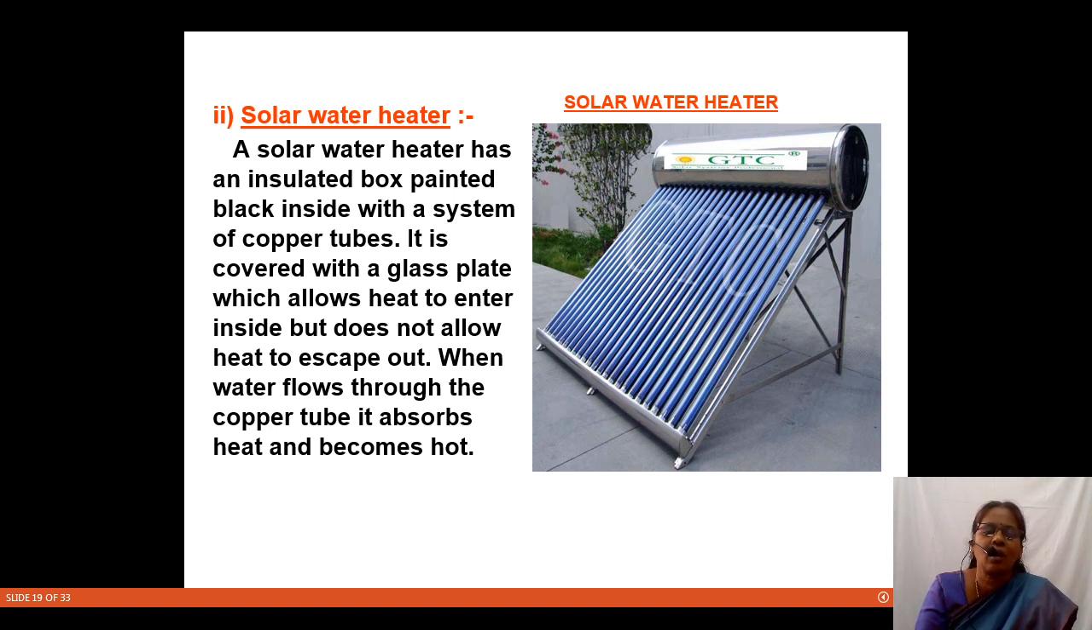When water flows through the copper tube, it absorbs the heat and becomes hot. Now there will be a tank, a cylinder, connected to the overhead tank. From there the cold water circulates through all these copper pipes, and then comes out at the end. Here we make another connection to get the hot water. So when cold water flows through the copper tube, it absorbs heat from the sun, and after some time it becomes hot. So we get hot water that can be used.